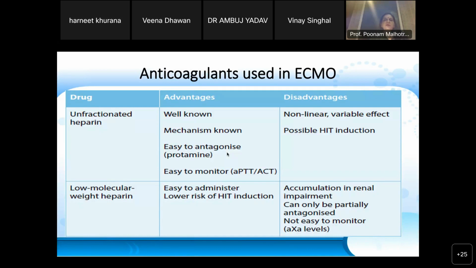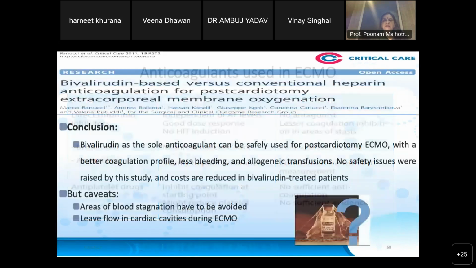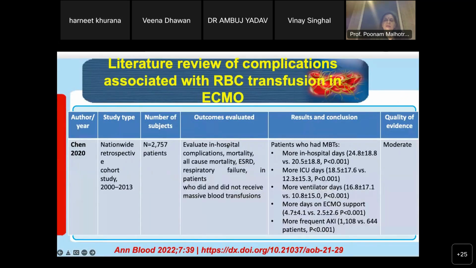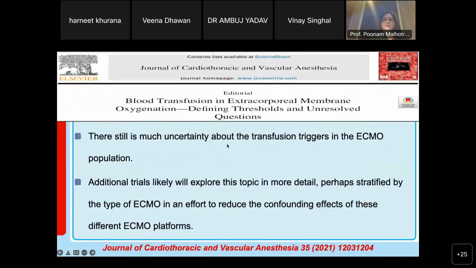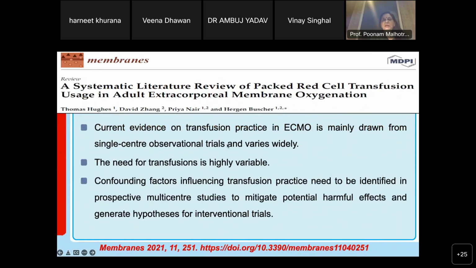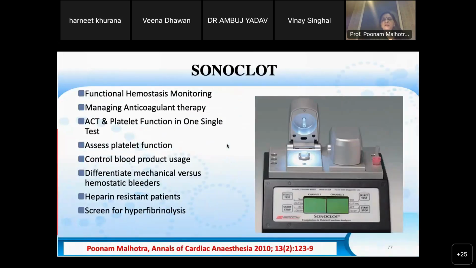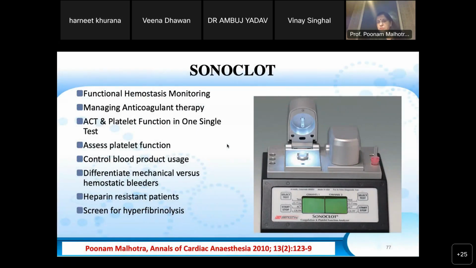So anticoagulation in ECMO, we've done these. You can skip these slides, please. These have been done. Skip all these. There is a lot of review of literature that says what to give, but none of them is definitive. But I would like to come to this machine to tell you what to give and how we use it in our patients.